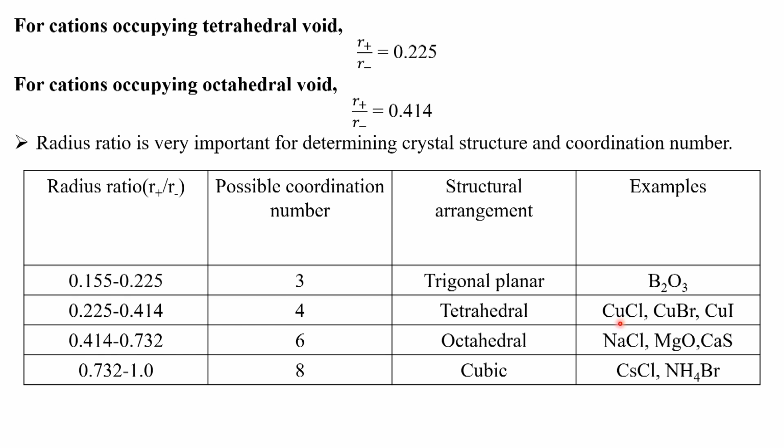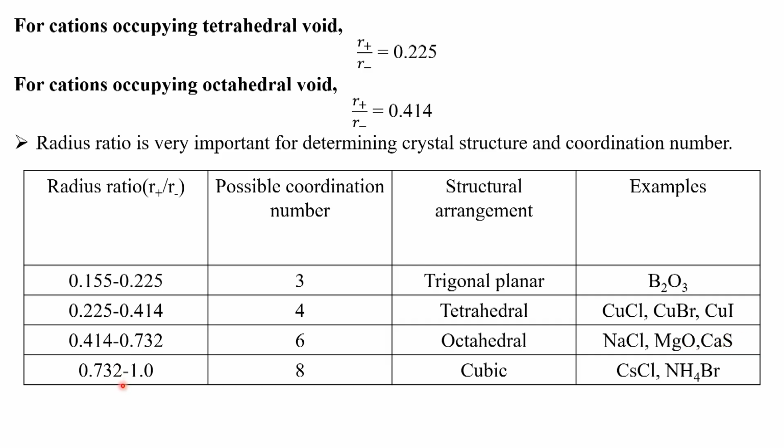Examples: CuCl, copper(I) chloride, bromide, and iodide. When the radius ratio falls in the range of 0.414 to 0.732, the possible coordination number is 6, and the structural arrangement will be octahedral. Examples: sodium chloride, magnesium oxide, calcium sulfide, etc.